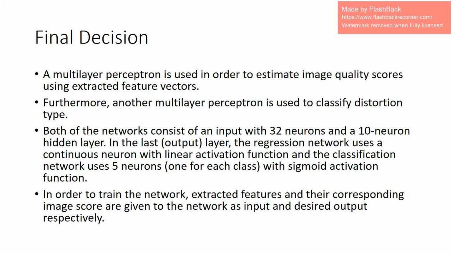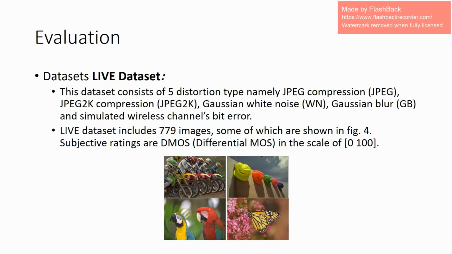To evaluate our proposed method, we use the LIVE dataset. This dataset consists of 5 distortion types, namely JPEG compression, JPEG 2000 compression, Gaussian white noise, Gaussian blur, and simulated wireless channels bit error. The LIVE dataset includes 779 images, some of which are shown in the figure below. Subjective ratings are DMOS in the scale of 0 to 100.